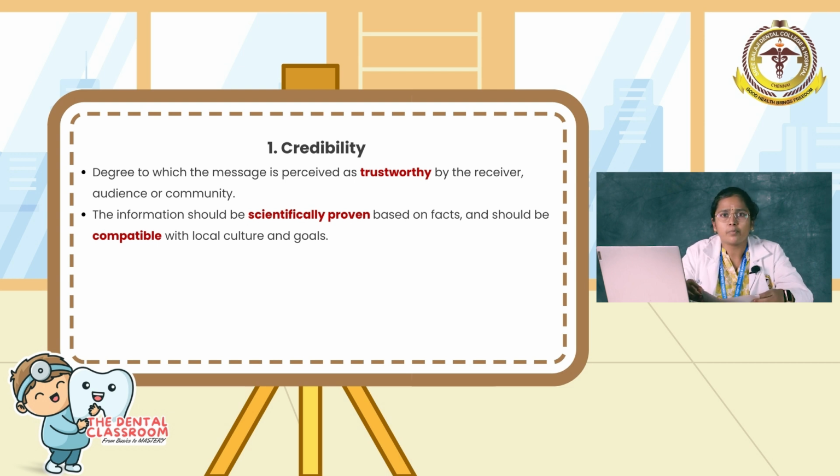Credibility is the first principle of health education, which states that the information that is given by a health educator should be trustworthy for the receiver or the community. And this information should be scientifically proven by facts and should be culturally acceptable by the individuals who are living in that area. So, it should be more reliable for the population to be first accepted by them.